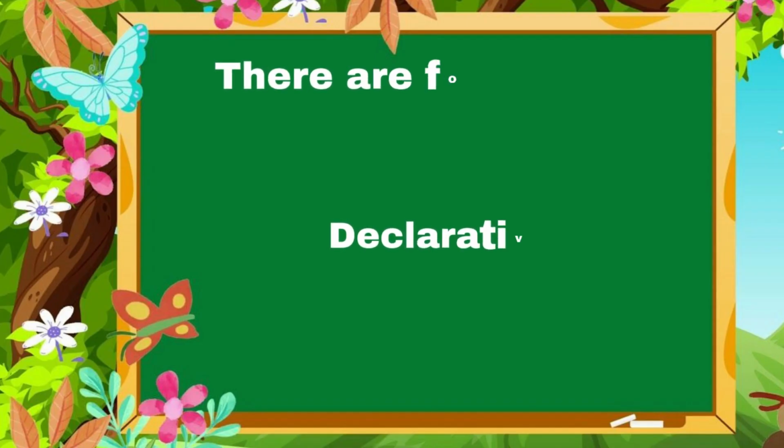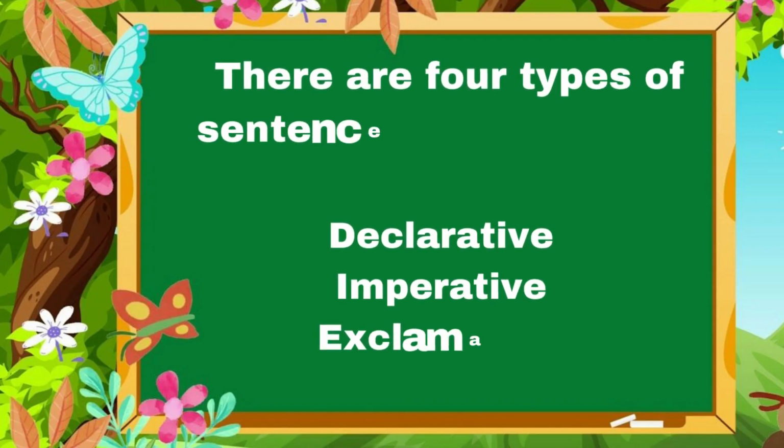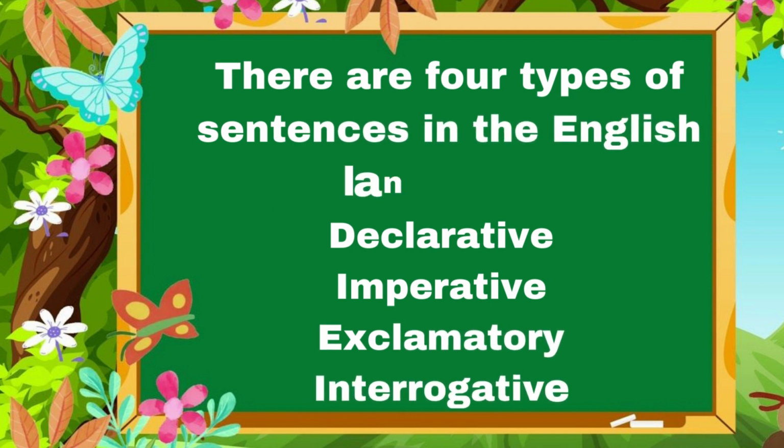There are 4 types of sentences in the English language. They are declarative, imperative, exclamatory, and interrogative.